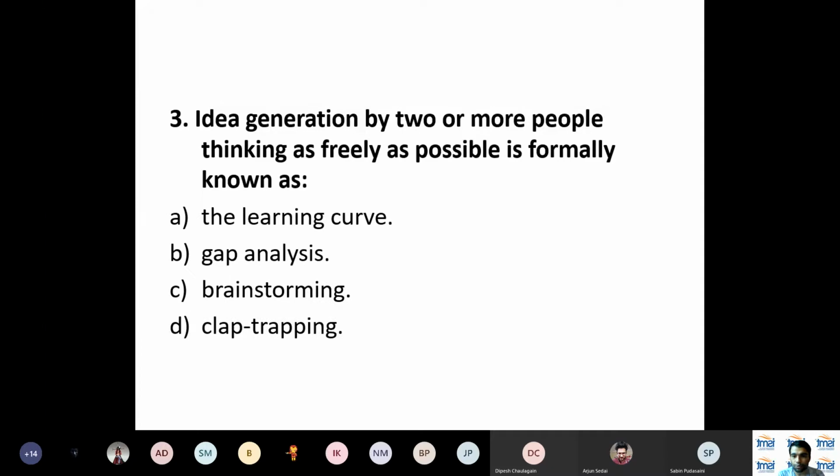Idea generation by two or more people thinking as freely as possible is formally known as the learning curve, gap analysis, brainstorming, or clap trapping? Brainstorming. Other? Okay. So this is brainstorming, yes.